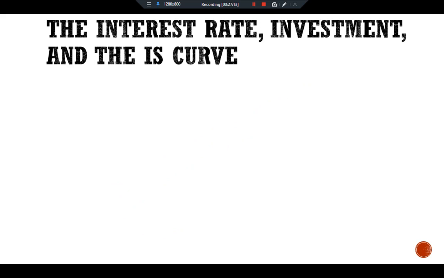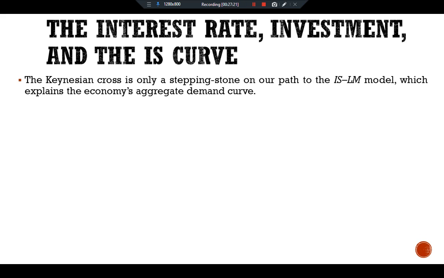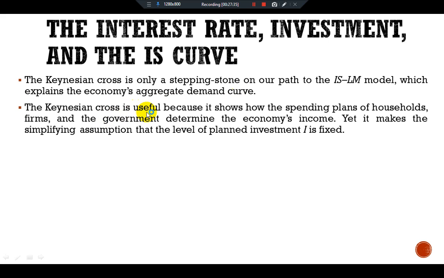The interest rate, investment, and the IS curve. So let's draw the IS curve. The Keynesian cross is only a stepping stone on our path to the IS-LM model, which explains the economy's aggregate demand curve. The Keynesian cross is useful because it shows how the spending plans of households, firms, and the government determine the economy's income, yet it makes the simplifying assumption that the level of planned investment I is fixed.